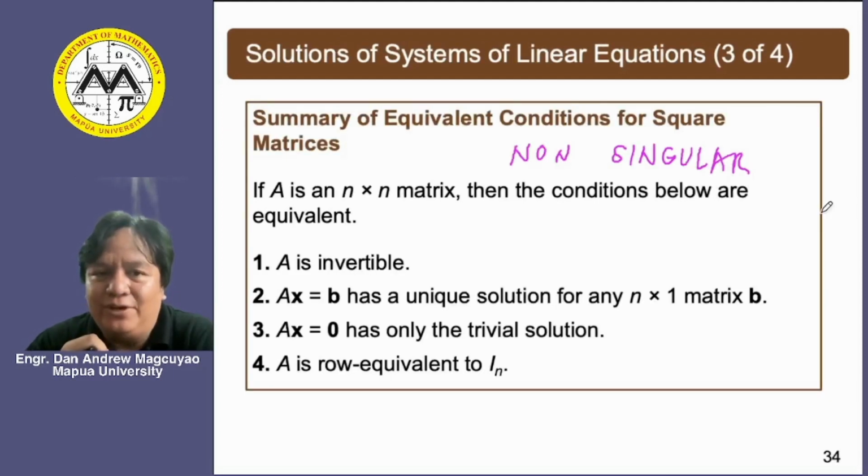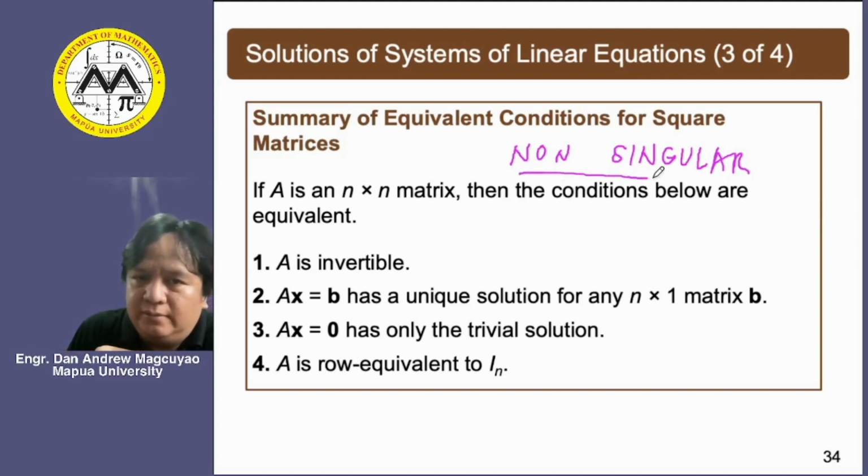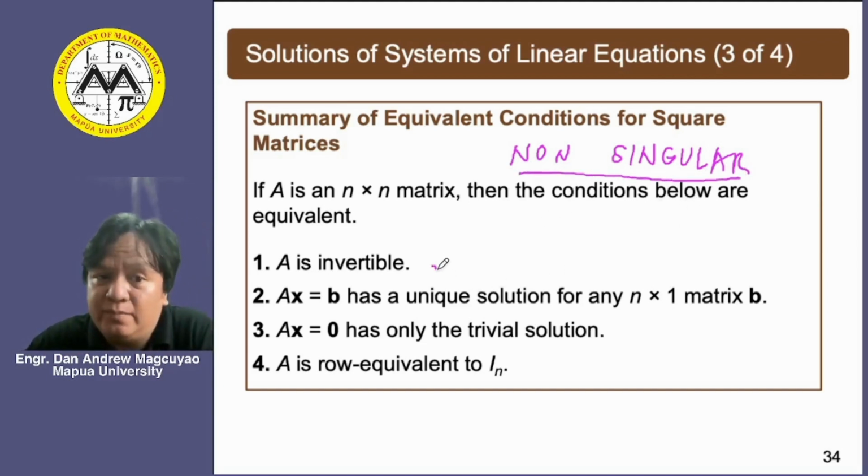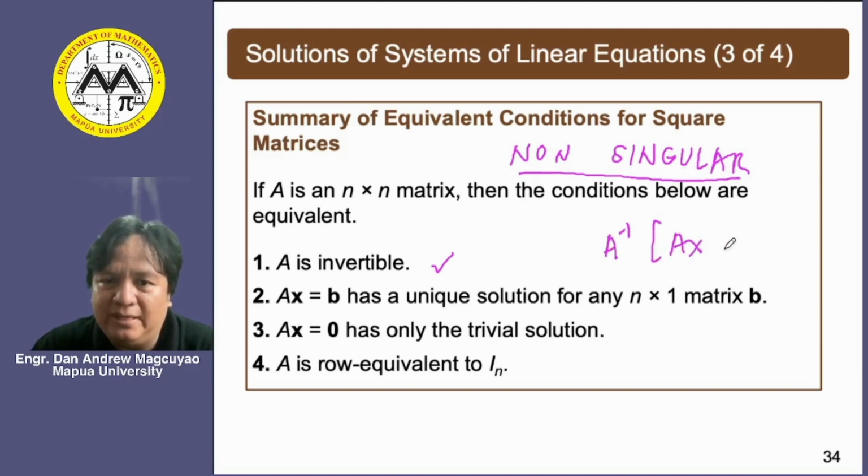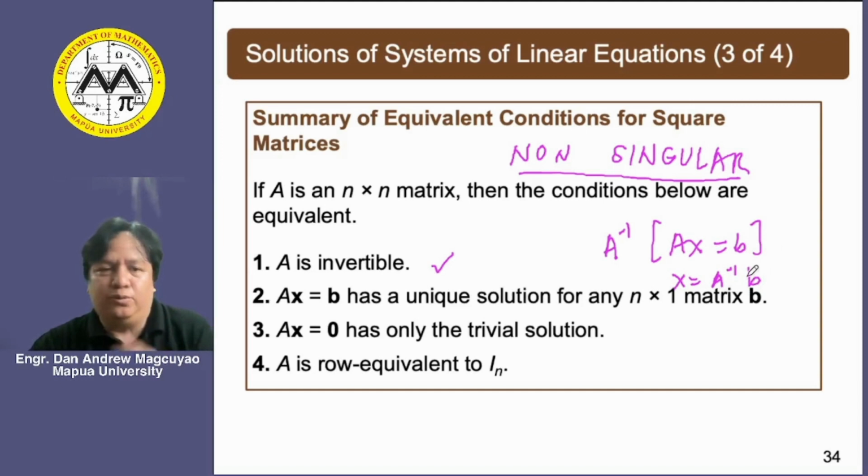To summarize everything that we have learned so far, we have the non-singular equivalences. If A is an n by n matrix, then the conditions below are equivalent. A non-singular matrix is invertible. It has an inverse, while singular matrices do not have an inverse. If A is invertible, Ax equals b has a unique solution for any n by 1 matrix b. Since it is non-singular, A inverse exists, so X equals A inverse times b. So there is a solution.